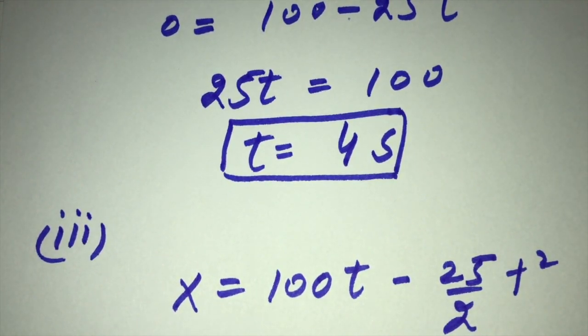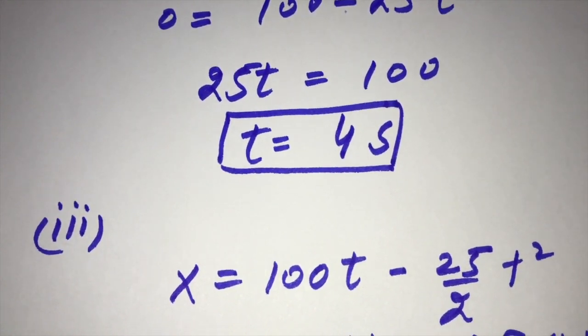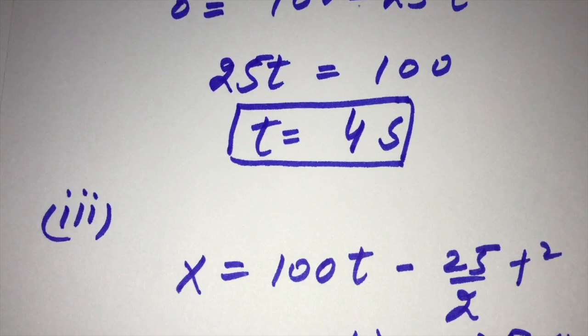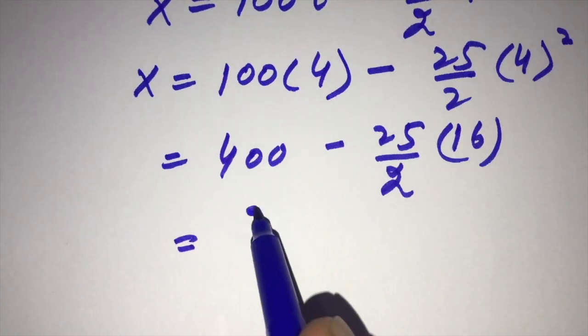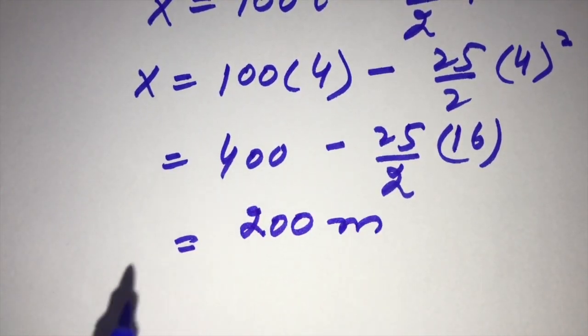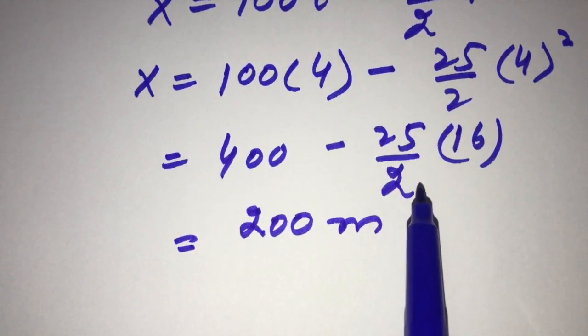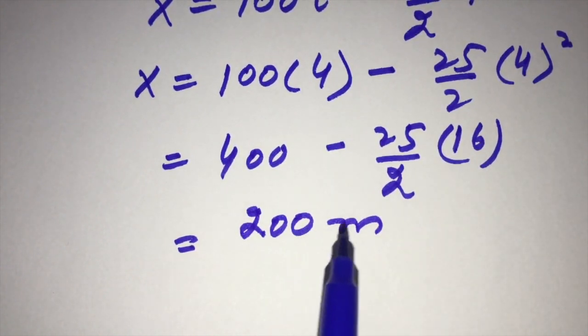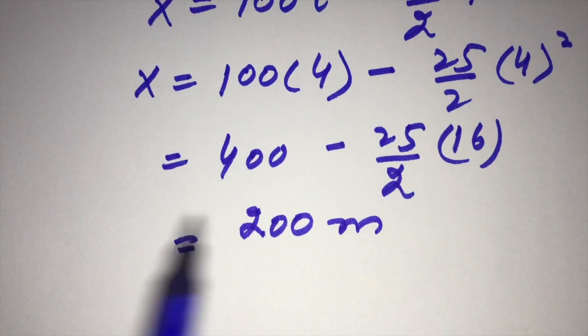So x is equal to 100 into 4 minus 25 by 2 into 4 whole square. As we calculate, 100 into 4 is equal to 400 minus 25 by 2 into 16. So this must be 200 meter. 400 minus 25 by 2 into 16, calculated, it must be equal to 200 meter.